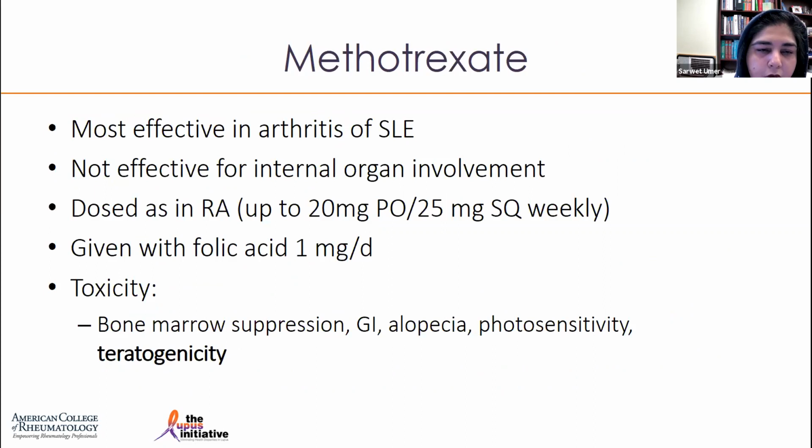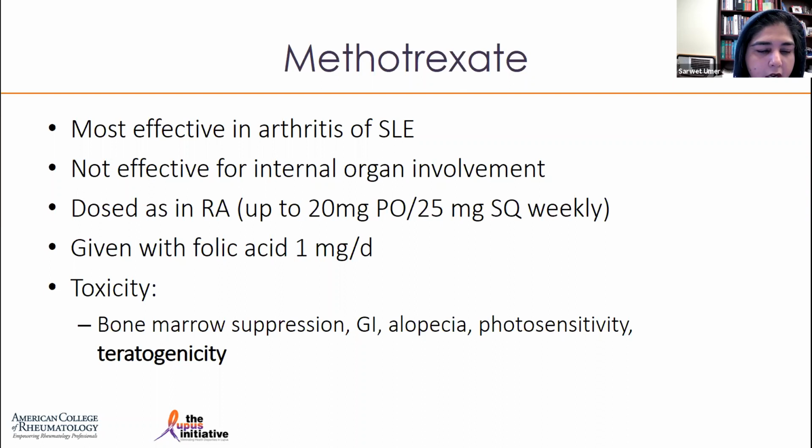Methotrexate is sometimes used for arthritis of SLE. It's not effective for other internal organ involvement. The dose is the same as we use for rheumatoid arthritis, up to 20 milligram PO or 25 milligram under the skin subcutaneously once a week. It's given with folic acid 1 milligram daily. Toxicity of methotrexate could be bone marrow suppression, GI involvement, alopecia, photosensitivity, and it's teratogenic.